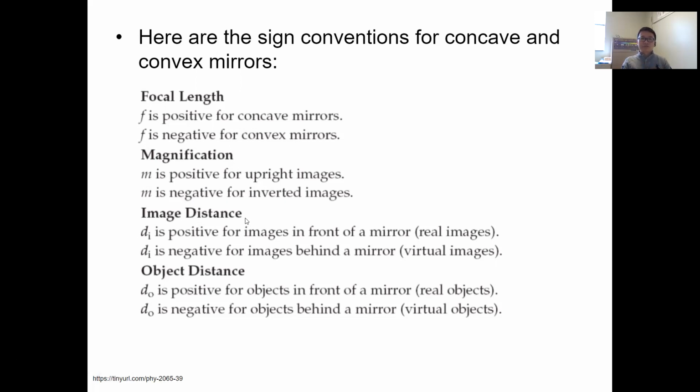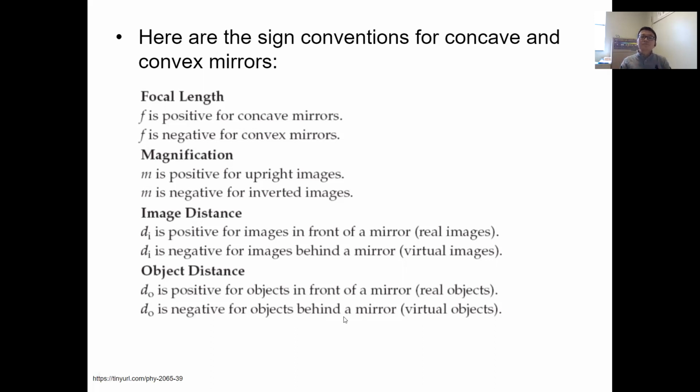Image distance, DI, is positive for images in front of the mirror, real images. DI is negative for images behind the mirror, which means a virtual image. DO is positive for an object in front of the mirror, a real object. DO is negative for an object behind the mirror. That refers to when you have multiple mirrors.